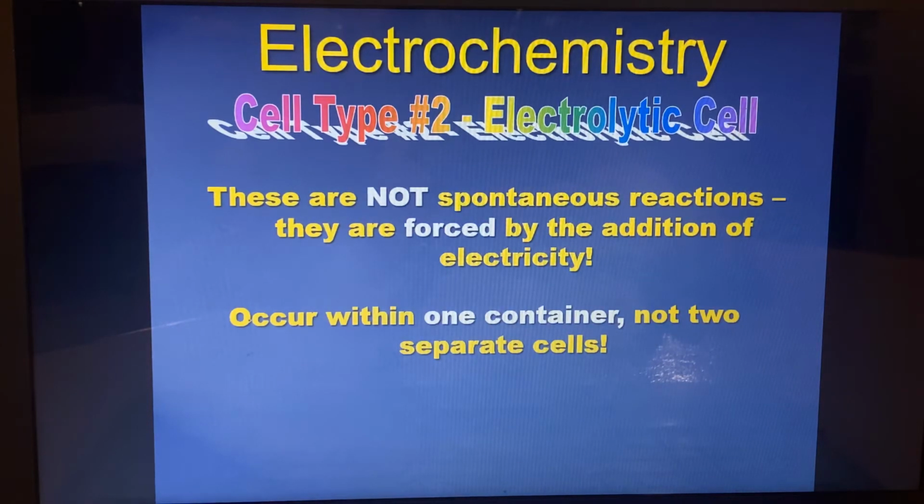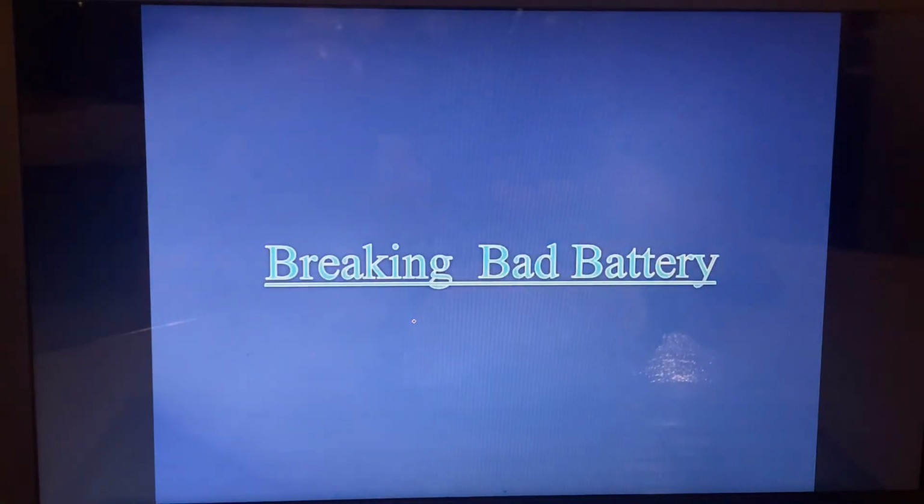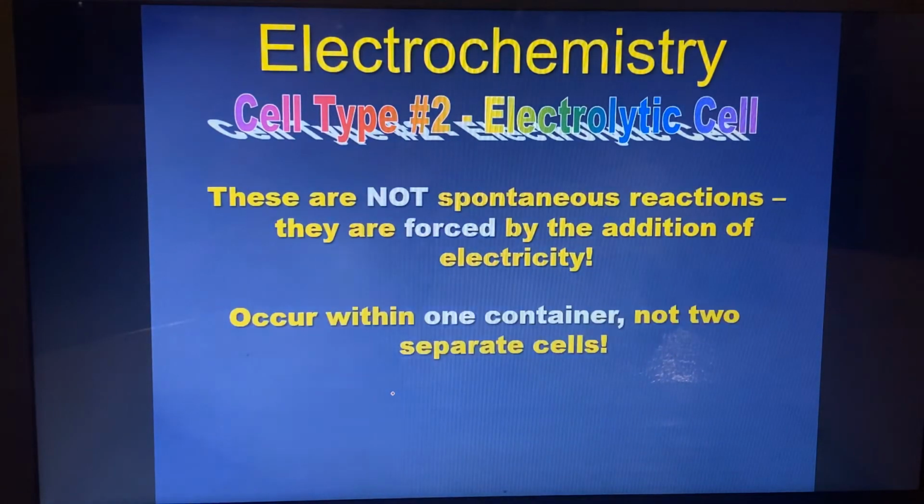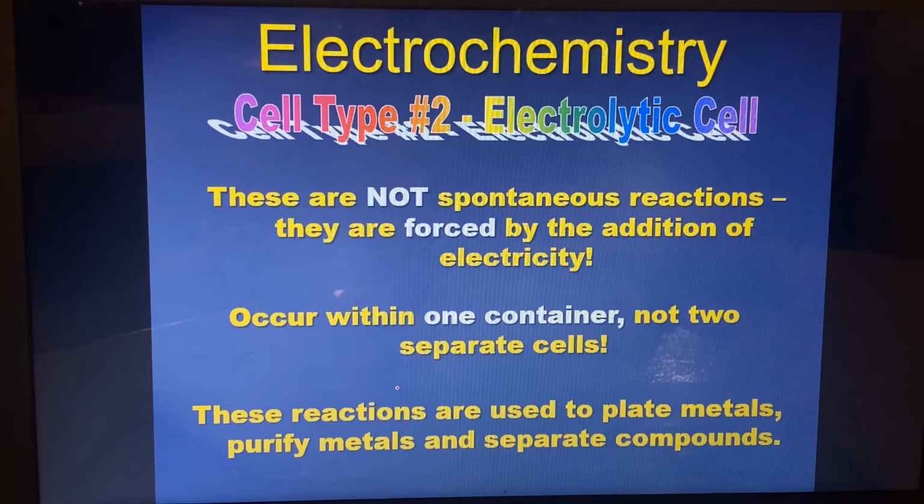Big difference is electrolytic cells occur within one container, not 2 separate cells. If you look at the voltaic cell here, this has got 2 separate cells, cell 1, cell 2, or cell A and B, it doesn't really matter. In a battery, they're like inside of each other. It's not like they have to be 2 separate containers, they just have to be separated somehow. An electrolytic cell occurs in one container, and these are used to plate metals onto another.